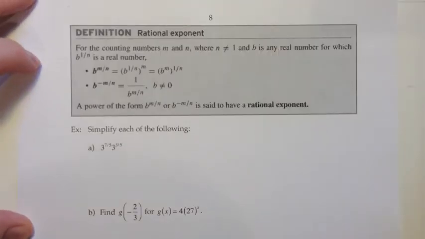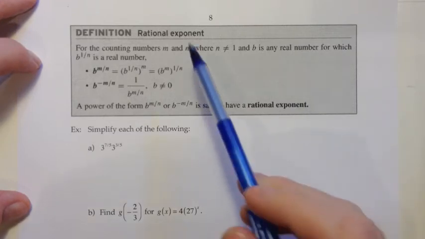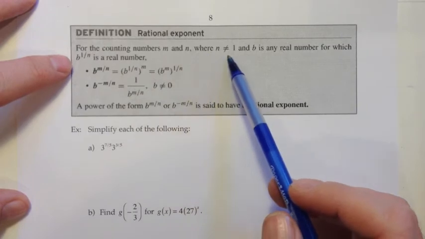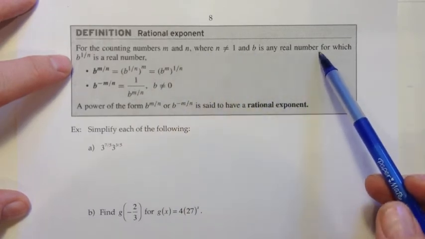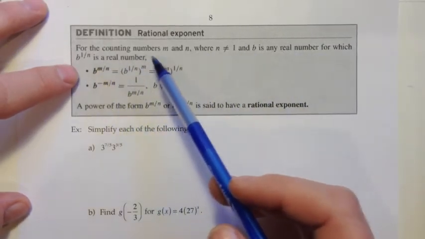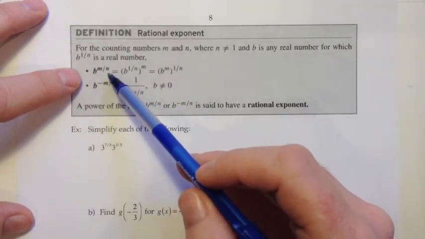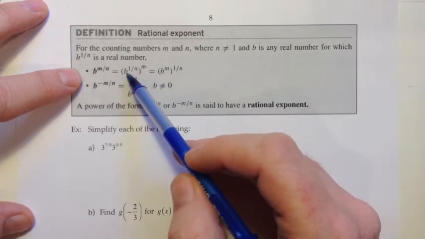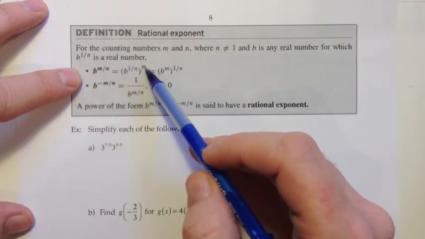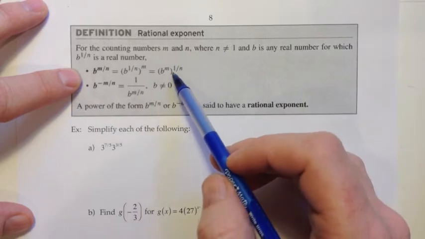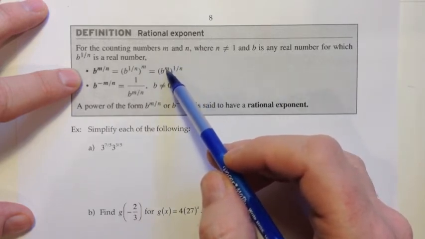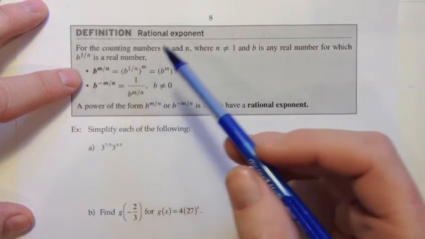Alright, moving on to the next page, we just have a summary of what we saw in those last few examples. So let's look at how we deal with a rational exponent. For the counting numbers m and n, where n does not equal 1 and b is any real number for which b to 1 over n is a real number, if you have b to the m over n, then you can break off the numerator as its own power and make that b to the 1 over n, and then have that all raised to the m. Alternatively, you could break the fraction off and make it its own power and have the whole number inside. It's usually easier to do it with this first method.